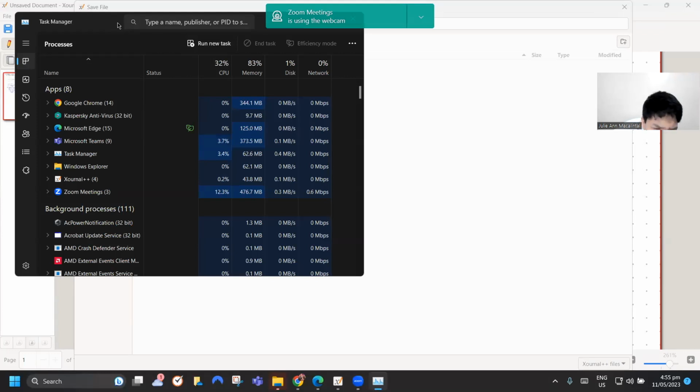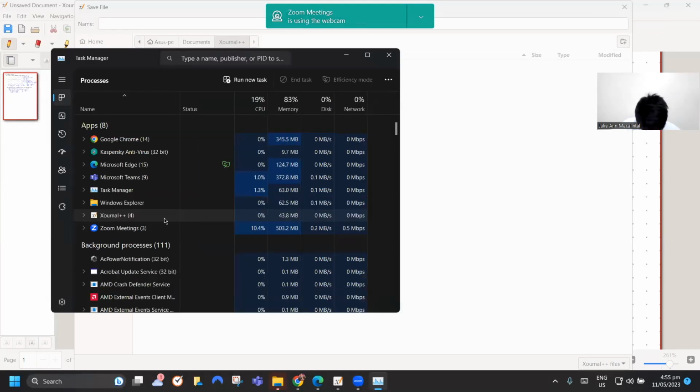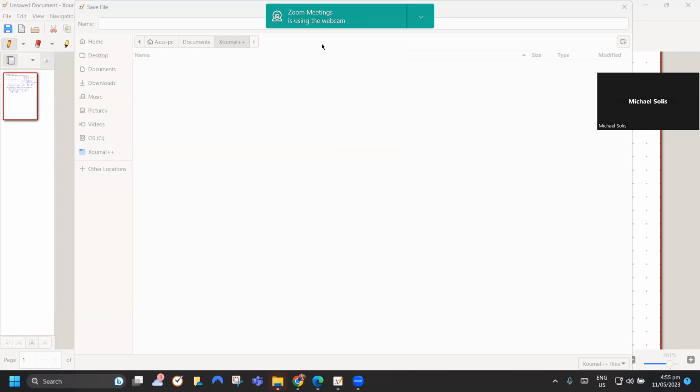Okay. So, 83%. Okay, I think 84% memory. I think baka kaya siya bottleneck. Anyway, sige, close mo yung task manager, tapos balik tayo dun sa external. Hindi po siya nag-load.